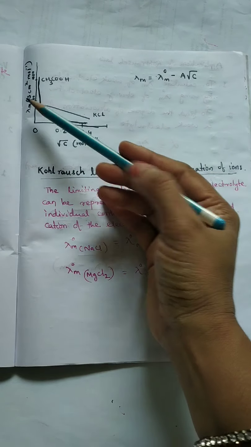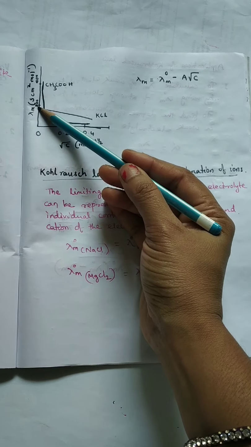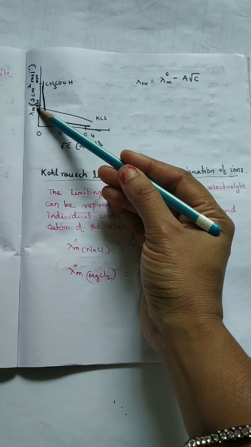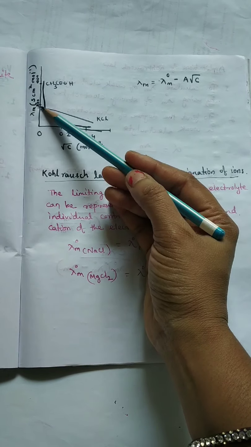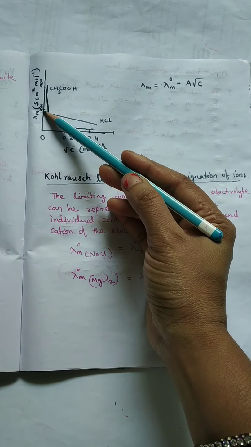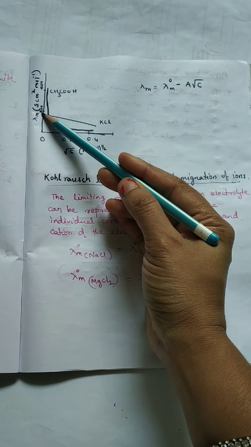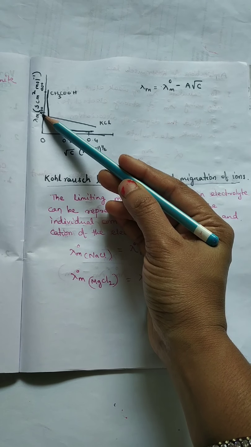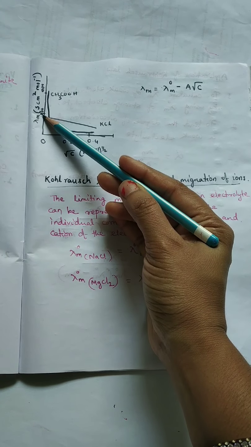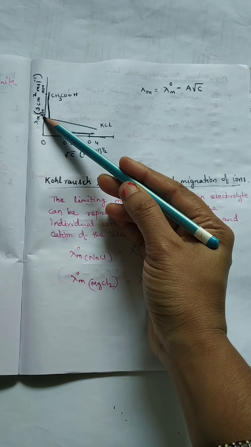will reach the y-axis, and if we extrapolate the graph, we will find the value at which this straight line crosses the y-axis. That will be the highest molar conductivity of the electrolyte, and that is called the limiting molar conductivity.